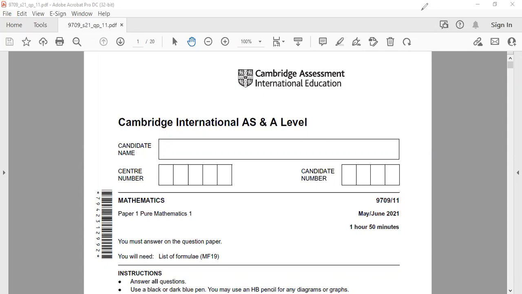Bonsoir à tous. Donc aujourd'hui, we correct Pure Maths Paper 11, May-June 2021. Donc let's have a look at the first question.